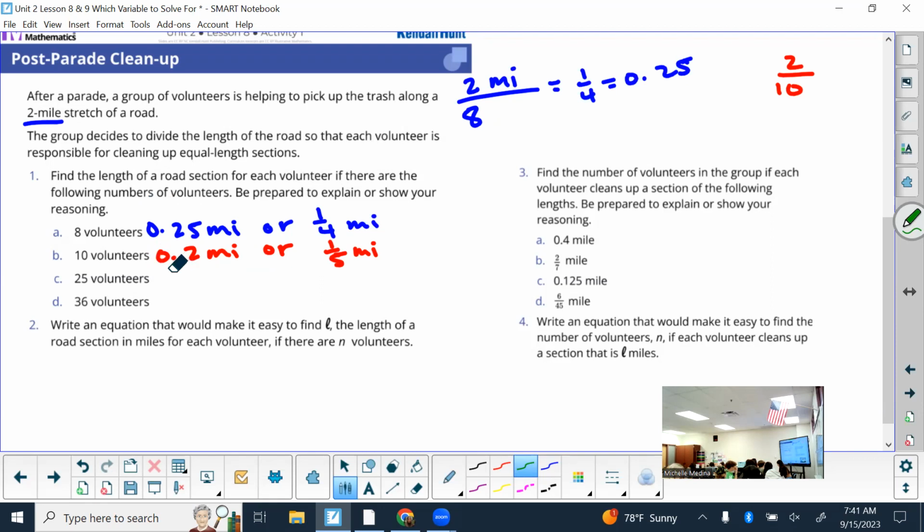For 25 volunteers? Would it make sense that if I have 8 volunteers, is that 0.125? Okay. Class, did we get something different than that?